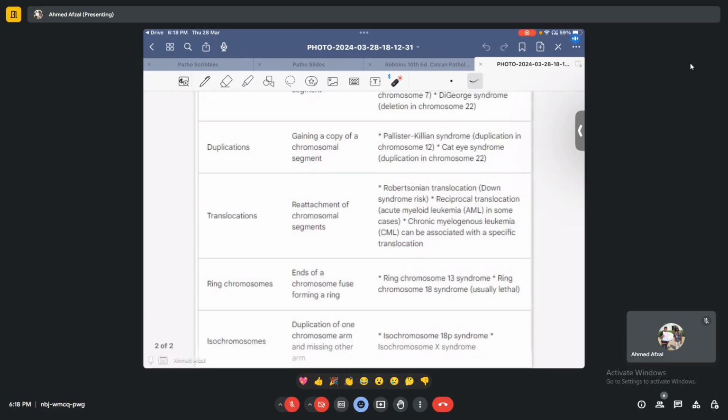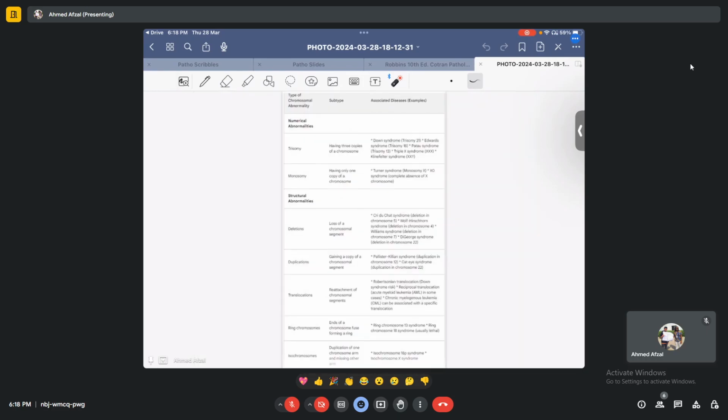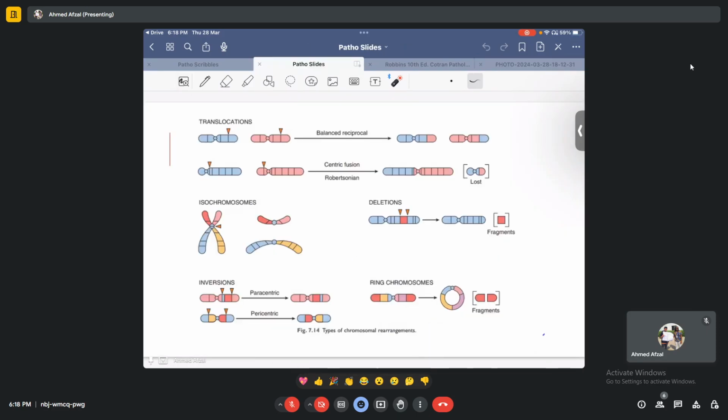Okay. Translocations, as we mentioned, they could be either, you could say, balanced or unbalanced. Ring chromosomes have ends of a chromosome fuse forming a ring, and we usually have ring chromosome 13 or ring chromosome 18 syndrome. And isochromosomes are duplication of one chromosome arm which misses the other one. So that's about it. All good? Okay, thank you. Awesome.